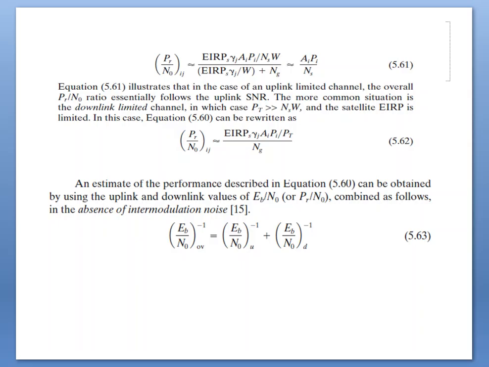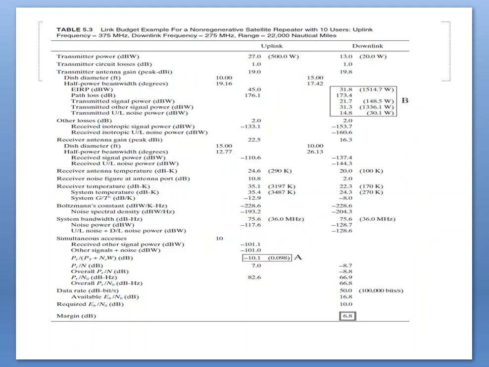In the block, we represent a link budget as an example of a non-regenerative satellite with an uplink frequency of 375 MHz and a downlink of 275 MHz, with a range of 22,000 nautical miles. Most commercial satellite transponders are designed as non-regenerative.